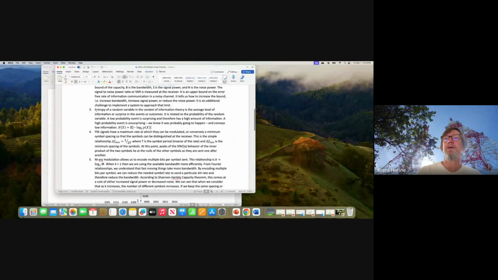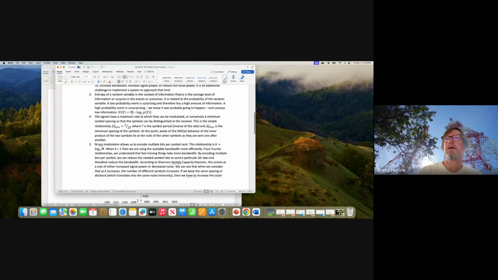So, entropy of a random variable. We should understand this a little bit more. A low probability event is surprising and therefore has a high amount of information. I actually think we did pretty well on that question on the first exam. A high probability event is likely to happen, so it's not going to surprise us if it does. We knew it was probably going to happen, and therefore it conveys low information. So if you work this out, you understand how the logarithm behaves, and you're looking at the negative of that and taking an expected value because that's a probability there, and you're trying to transform that into that.